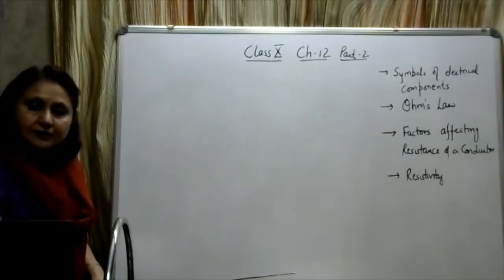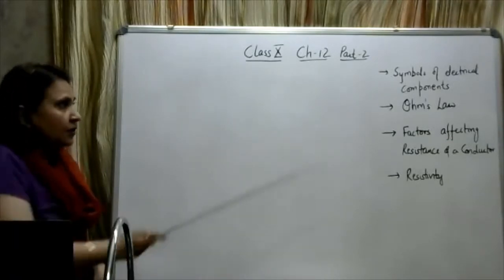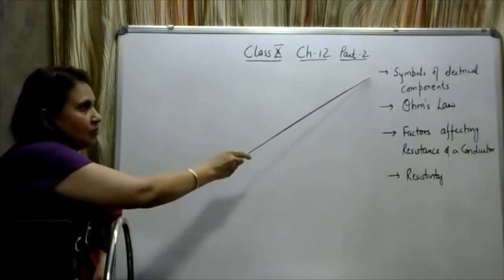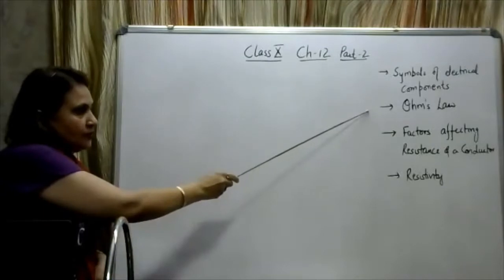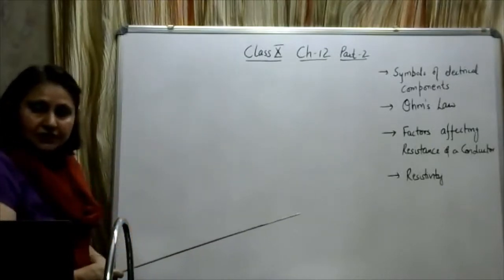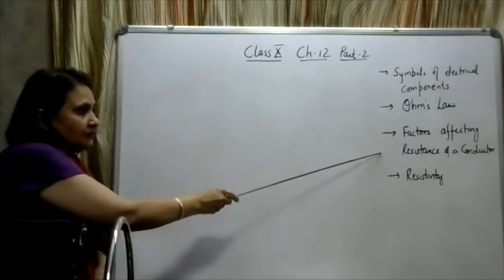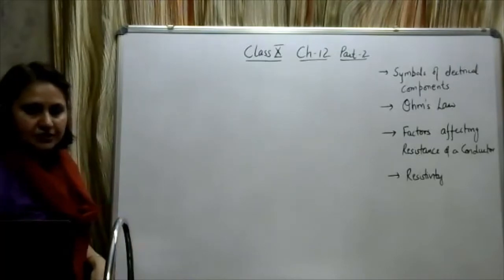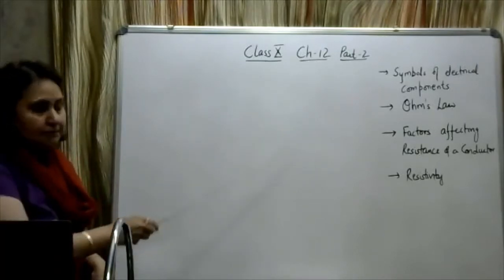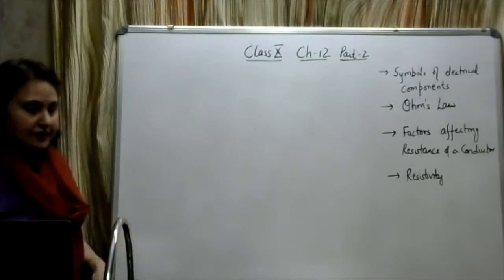Also we studied the electrical circuit. An electrical circuit is the closed and continuous path of electric current. Now in this part we'll be studying some symbols of electrical components, Ohm's law, one activity to verify Ohm's law, factors affecting the resistance of a conductor, and then resistivity. We'll try to complete these topics. If we are unable to complete them, we'll continue in the next part.